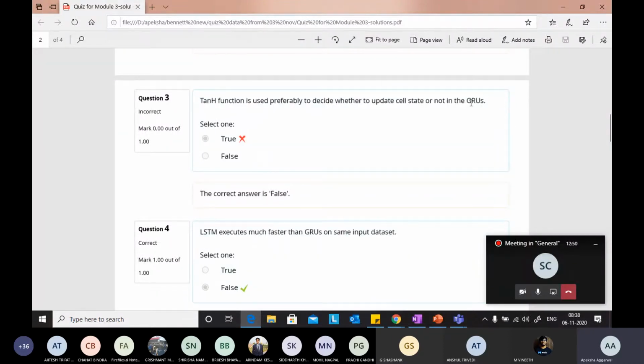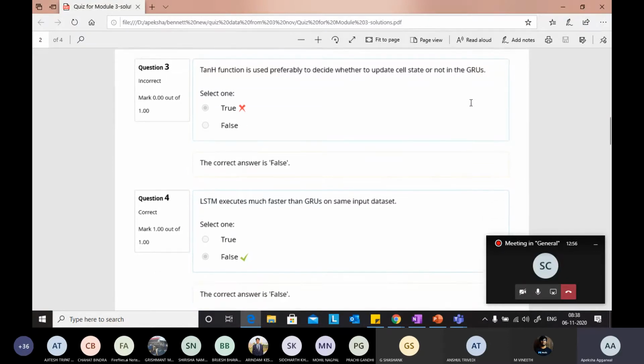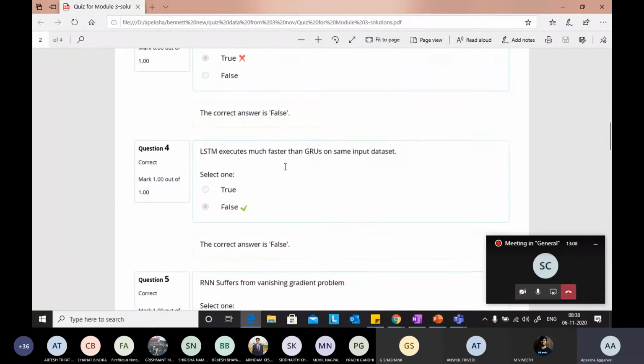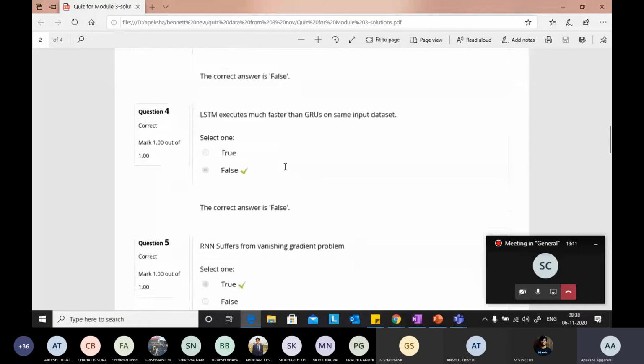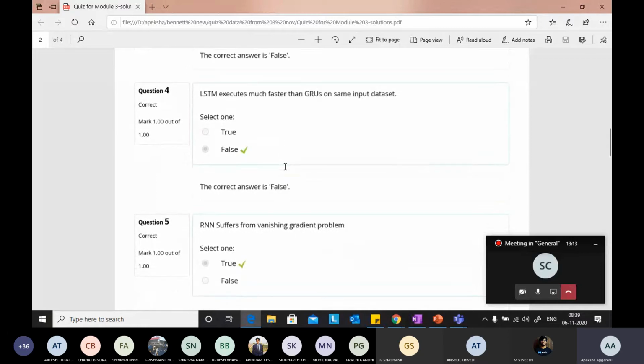Tanh ranges between -1 and 1, so it cannot decide. It has a negative range also. So the correct answer is false. Tanh does not decide whether to update the cell state or not. Sigmoid decides. Sigmoid is there in the gamma equation.